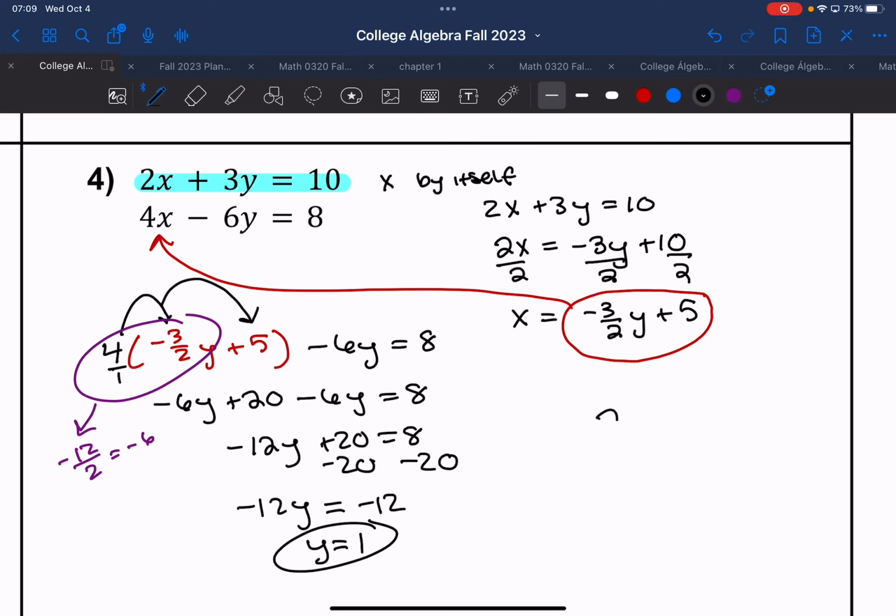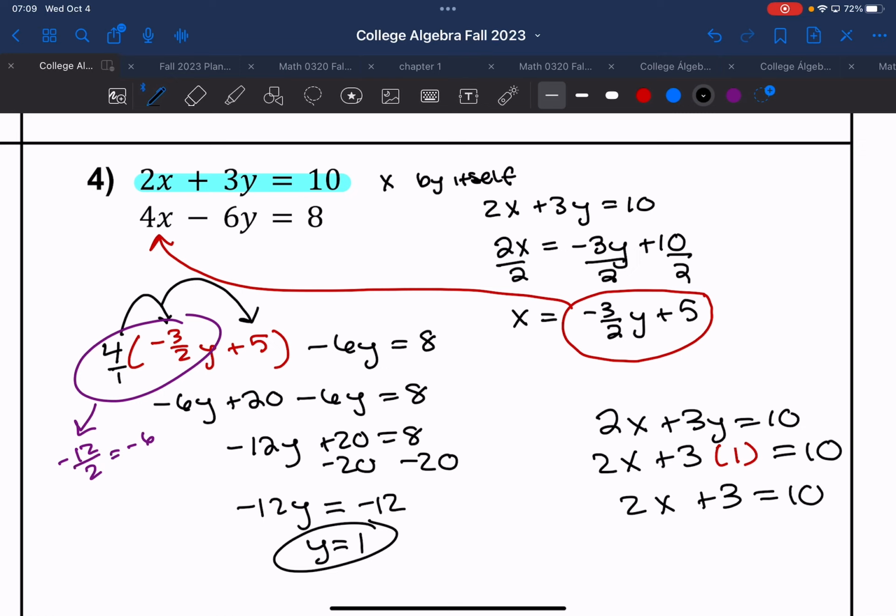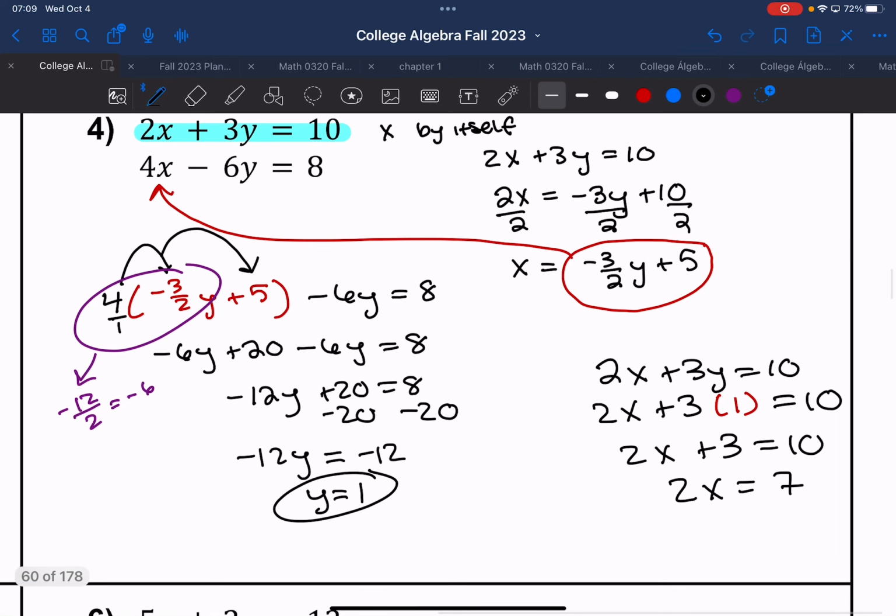Okay, so 2x plus 3y equals 10. We found that y is 1, so we have 2x plus 3 times 1 equals 10. So I have 2x plus 3, because 3 times 1 is 3, equals 10. What would be my next step? Subtract 3, so I have 2x equals 7. And then what's my last step? Divide by 2, so I have x equal to 7 halves.